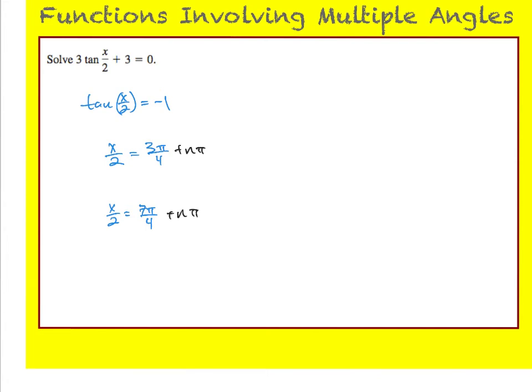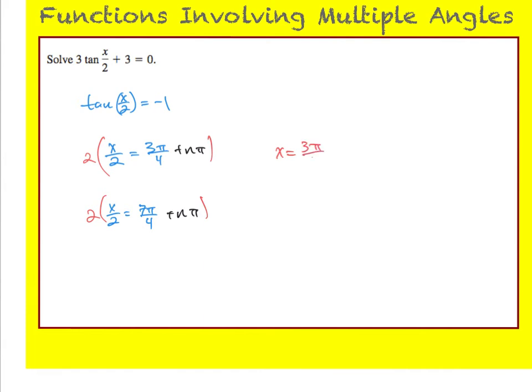All right. However, have we solved for our variable yet? No, we haven't solved for our variable yet. So how do we do that? We multiply everything by 2. So when I do so, I end up with x is equal to, what's 3 pi over 4 times 2? 6 pi over 4, which simplifies to 3 pi over 2.